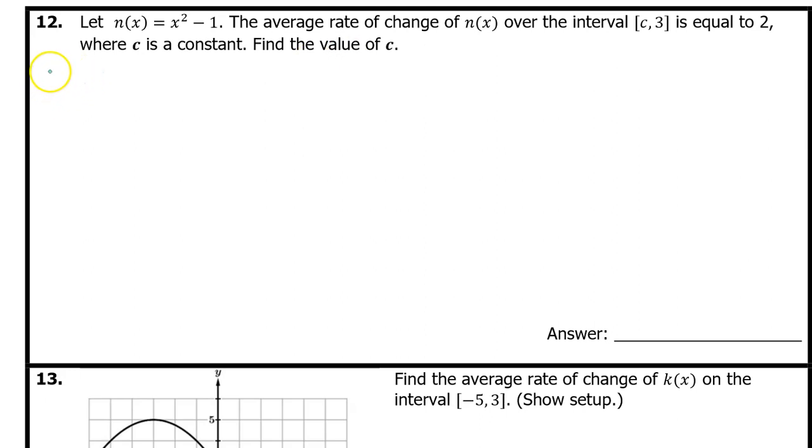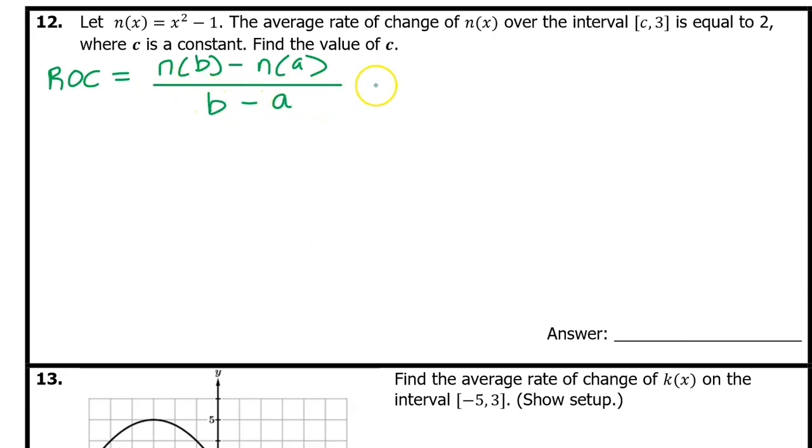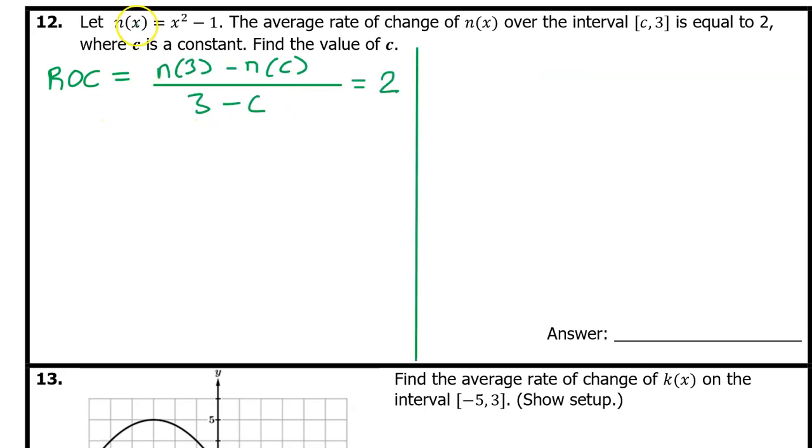So we know that the formula for average rate of change is n at b minus n at a, divided by b minus a, if we are talking about the rate of change on the interval from a to b. This is just the slope formula, basically y minus y over x minus x. n of x equals x squared minus 1.